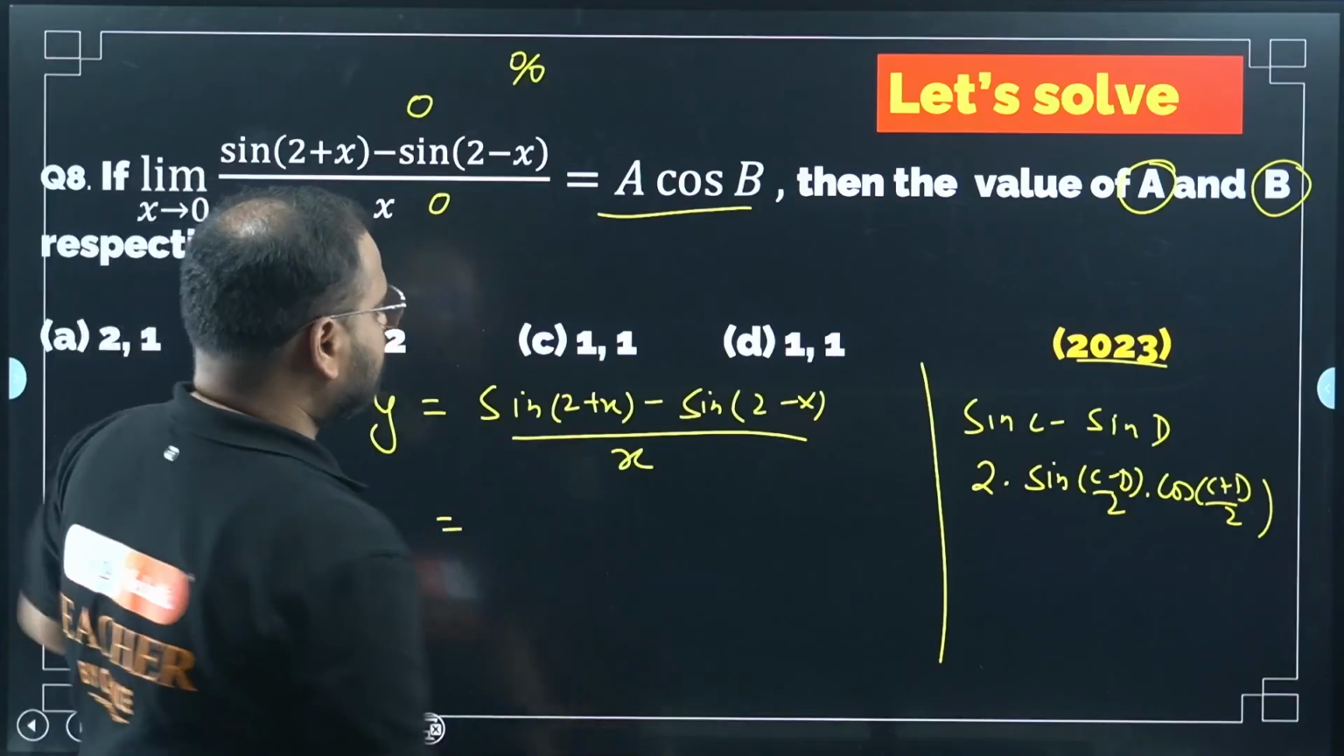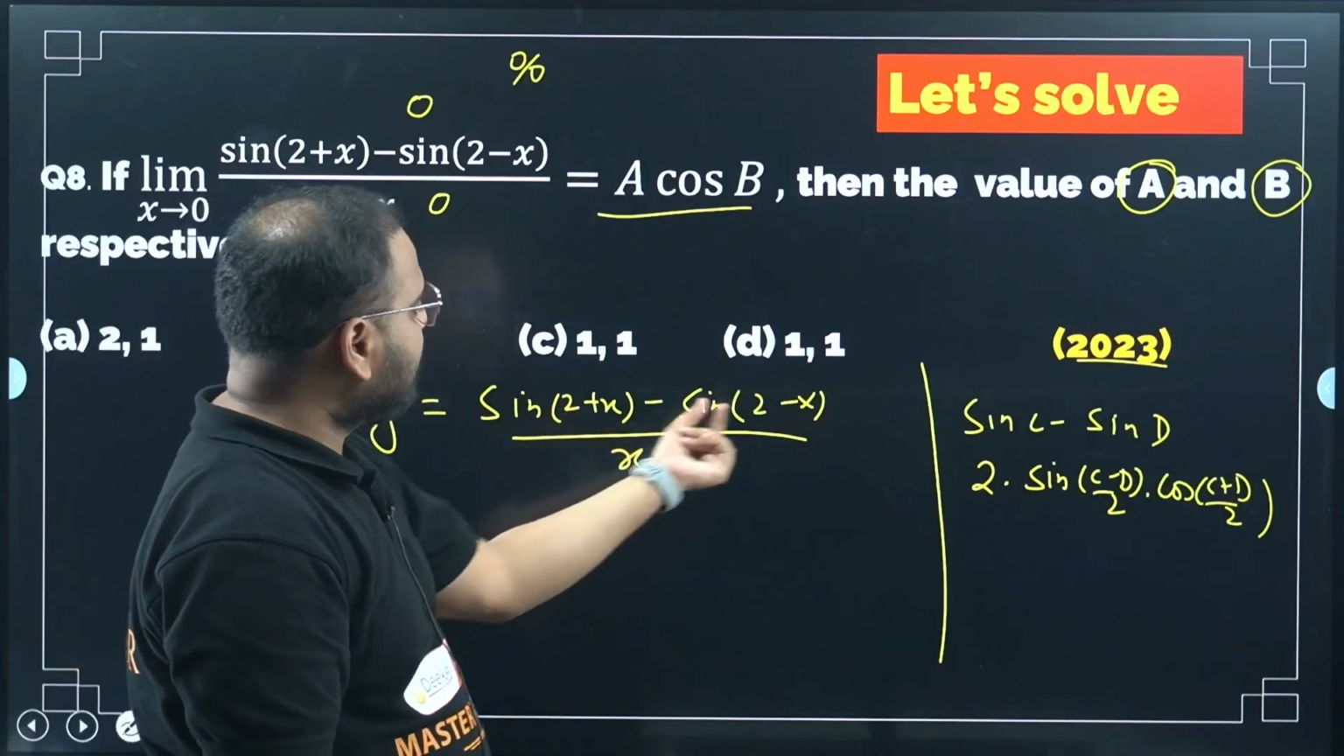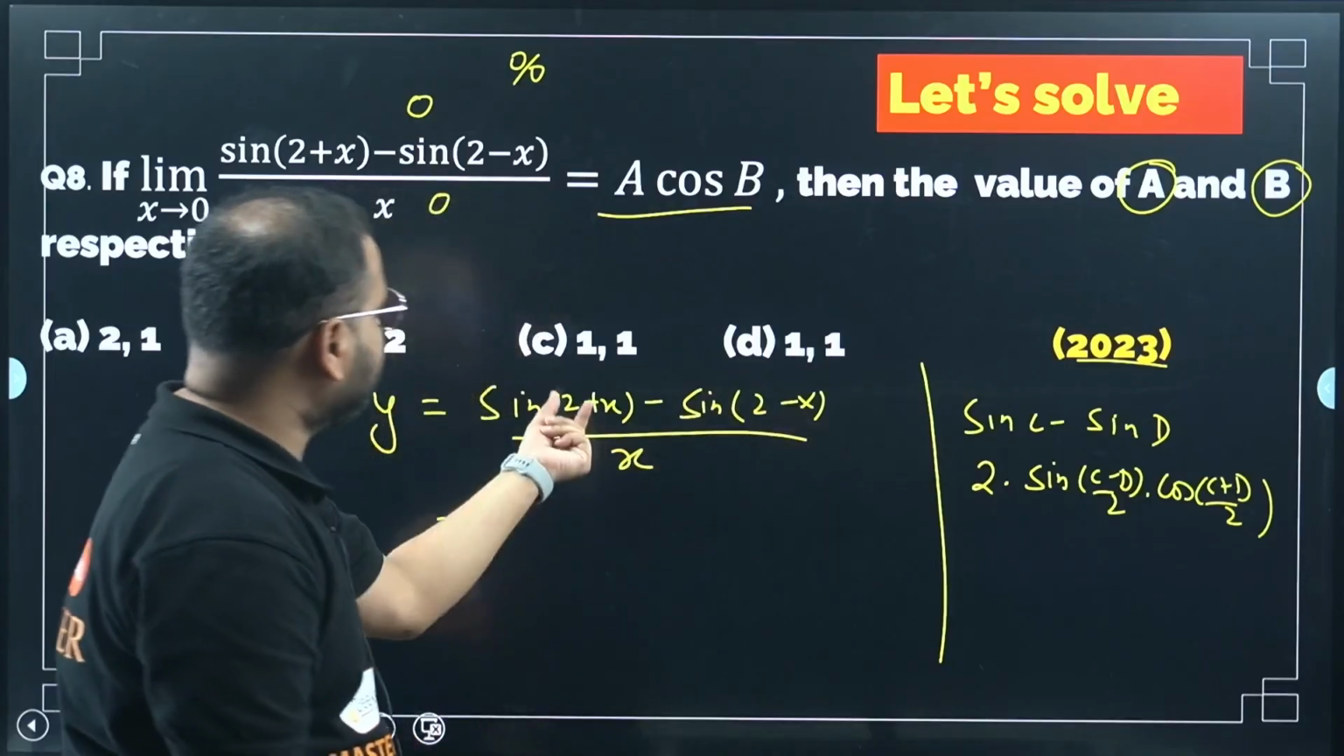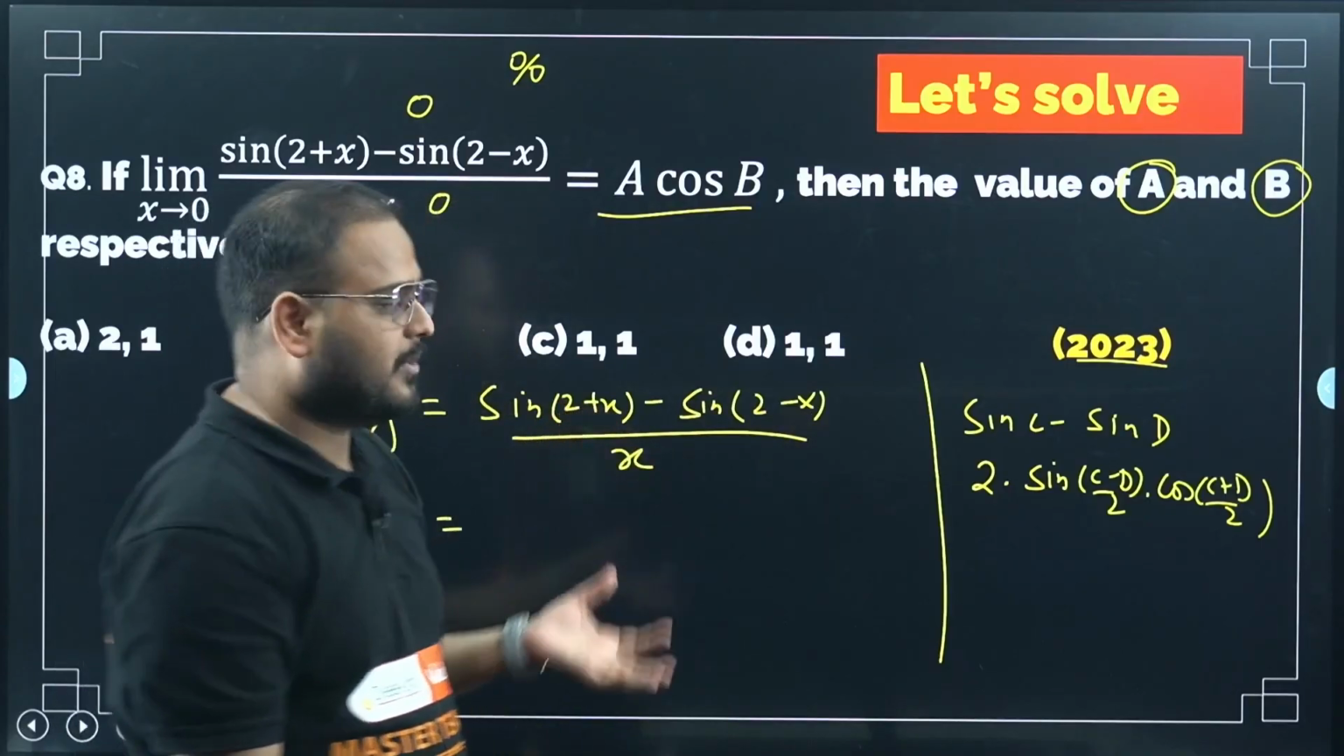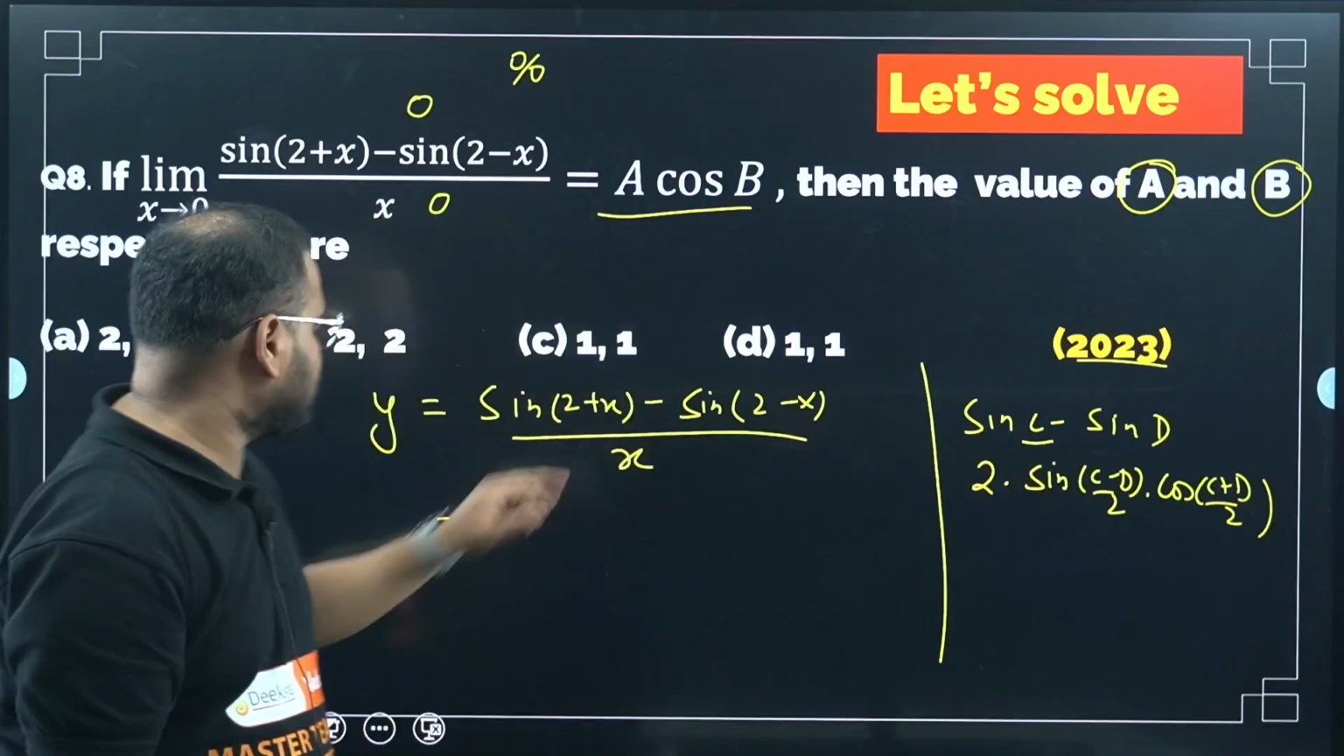So if I do that, my c is 2 plus x and my d is 2 minus x. Please check here: c is 2 plus x. Compare, please.